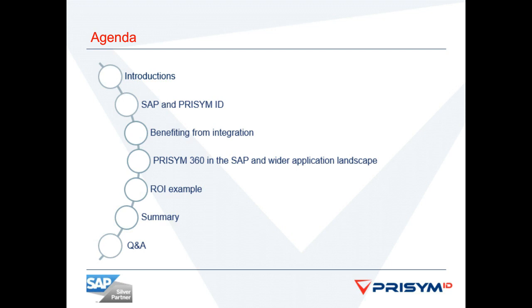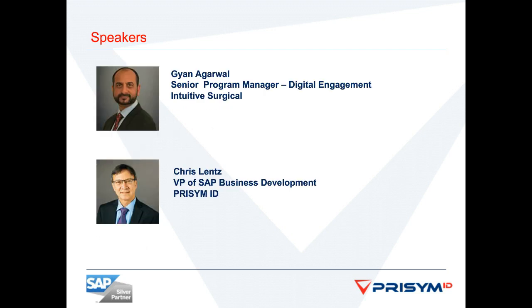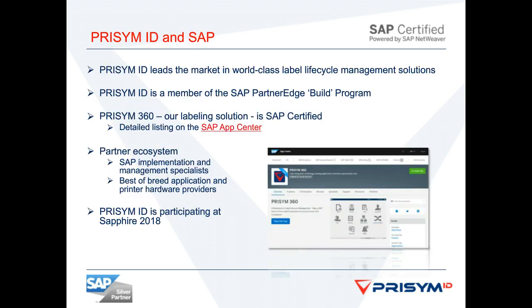Speakers today, obviously, you've just been introduced to by Chris, so I'll go straight through and start the core of the session. I wanted to start by looking at Prism ID's relationship with SAP, and also the ecosystem of partners and specialists that we work with within that environment. Prism ID is a leading provider of enterprise-class data-driven label lifecycle management solutions, and we do have customers across a number of sectors, but we do have a very specific focus on the needs of the life sciences industry, and it is for our expertise in this area that we are best known.